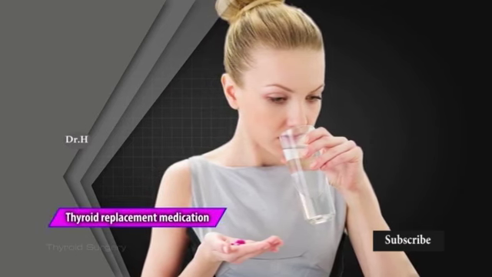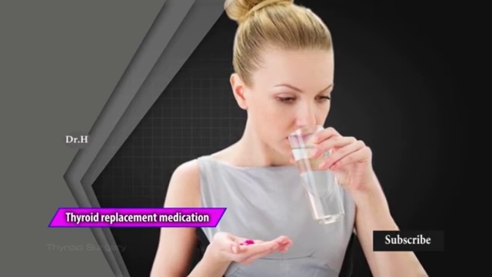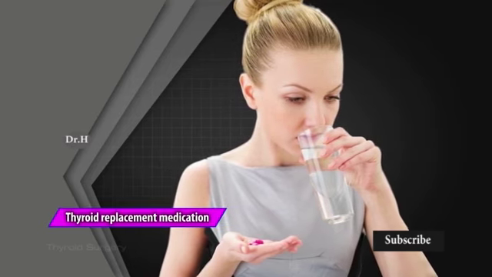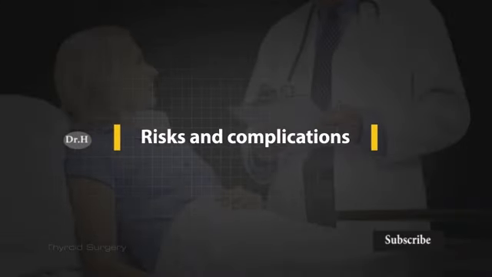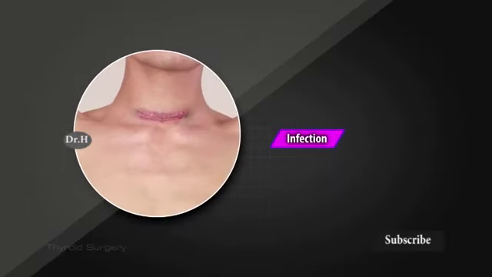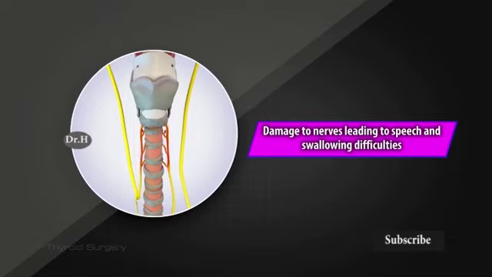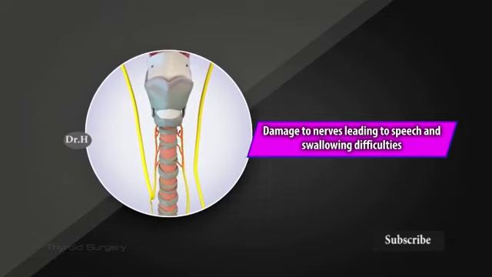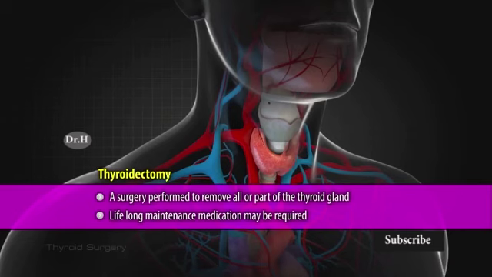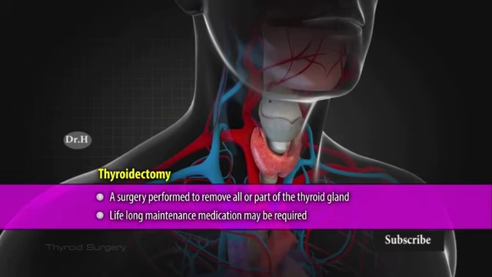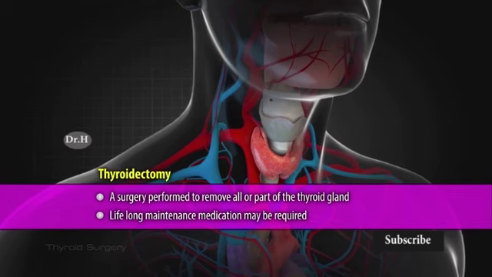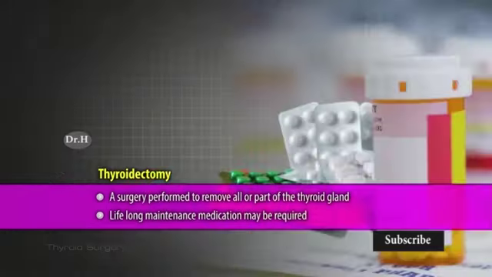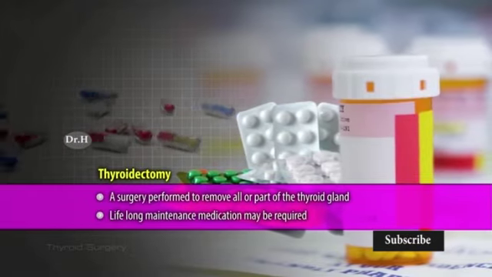Patients who have their entire thyroid gland removed will require thyroid replacement medication for life, and sometimes when just one lobe is removed. Risks and complications: as with all surgical procedures, thyroid surgery may be associated with certain risks and complications such as bleeding, infection, damage to the parathyroid gland, and damage to nerves leading to speech and swallowing difficulties. Thyroidectomy is a surgery performed to remove all or part of the thyroid gland as part of the treatment for thyroid conditions and thyroid cancer. Lifelong maintenance medication may be required depending on the type of surgery performed.